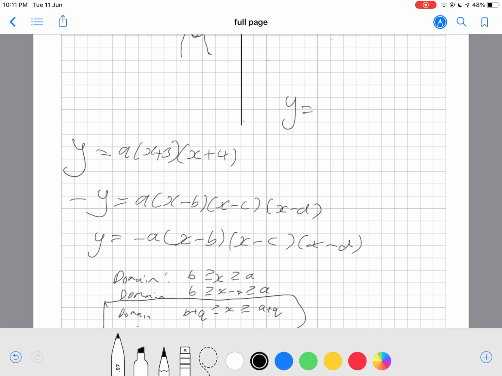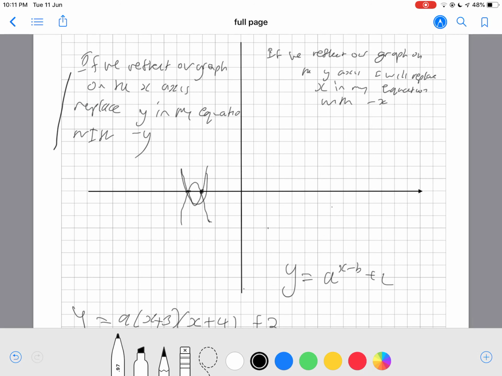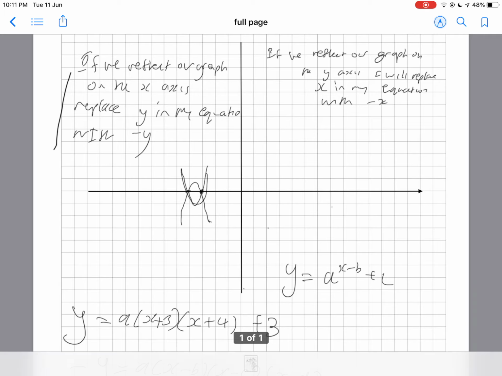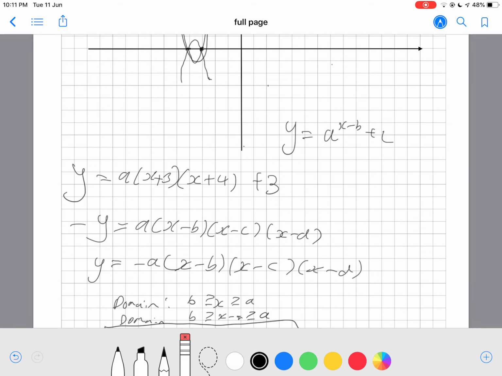For example, our exponential, I'll give you an example: y equals a to the x minus b, plus c. For example, in our parabola, if we had a plus 3 at the end, it will look shifted up by 3. But when you reflect it in the x-axis, it will be negative 3, so it will be shifted down by 3. So that also changes if you move the negative y to the other side. For example, negative y plus 3 will just become minus 3. Okay, just keep that in mind. And that's the same for the cubic.